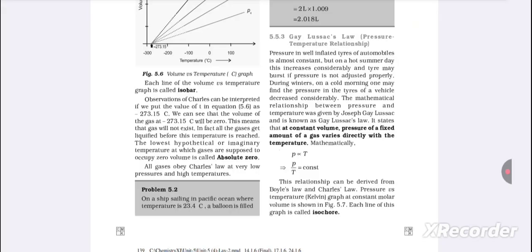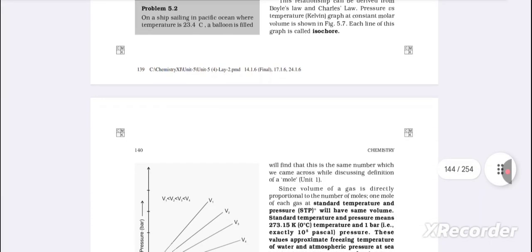The mathematical relationship between pressure and temperature was given by Joseph Gay-Lussac and is known as Gay-Lussac law. It states that at constant volume, pressure of a fixed amount of a gas varies directly with the temperature. Mathematically, P is directly proportional to temperature, P by T equals constant. This relationship can be derived from Boyle's law and Charles' law. Pressure versus temperature graph at constant molar volume is shown in figure 5.7. Each line of this graph is called an isochore.